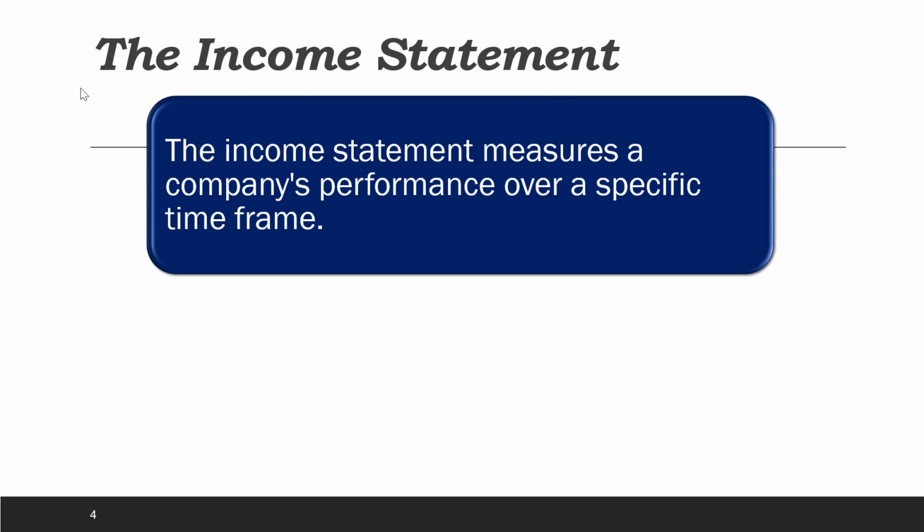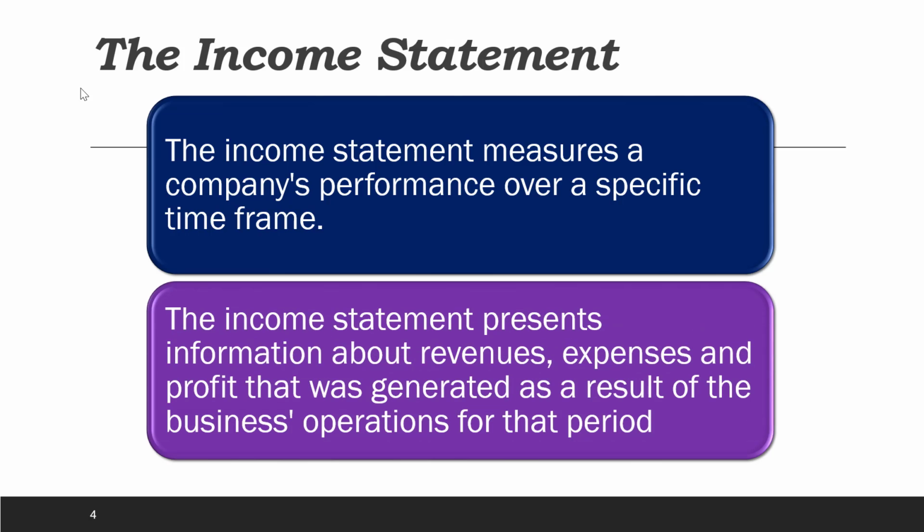So we understand the income statement measures a company's performance over a time frame. So it tells you how much profit the company has made, what are its expenses, what are its profits. The income statement presents information about revenues, expenses, and profit that has been generated as a result of business operations for that period. So it is made for 1 year, for a quarter or a month, to understand how the company has been doing in terms of earning its bottom line or the profit. Okay, because it has to pay salaries, it has to do business, so it must know how much profit the company is making. So the income statement is a very important one.